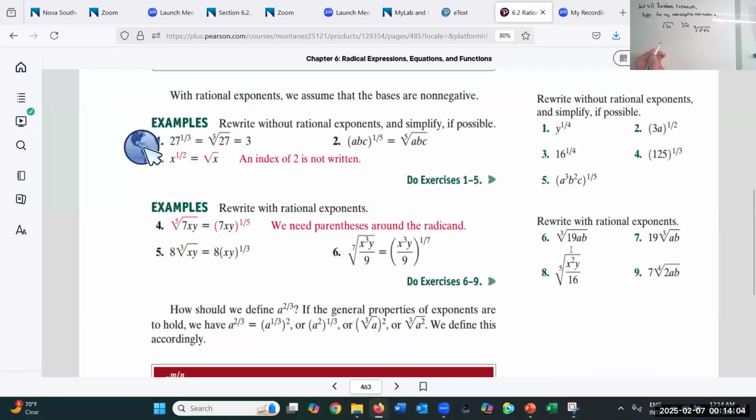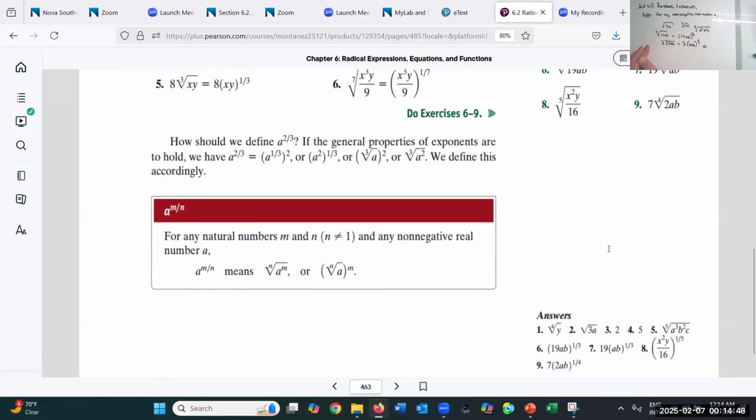Going backwards, of course, number 6, if I have the cube root of 19ab, I have to use the parentheses, 19ab, and this chunk is raised to the 1/3. This is an invisible 1 inside, and the 3 is the index. This is 1/3. So look at number 9. The 7 is outside, so we have 7 times the fourth root of 2ab. So we leave the 7 by itself, parentheses, 2ab raised to the 1/4.